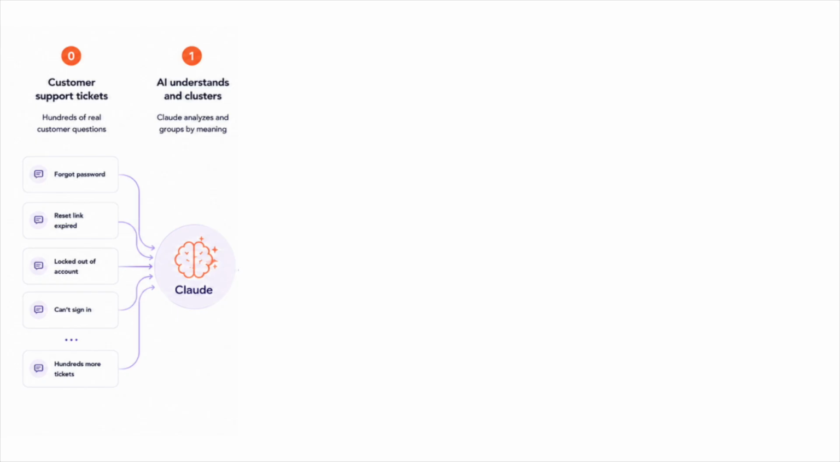So first of all, here's the pipeline. Phase 1, Claude pulls every ticket from the last 90 days, reads the content of each one, and clusters them by semantic theme. Not by keywords, by meaning. So forgot password, reset link expired, and locked out of my account end up in the same cluster because they are the same underlying problem.